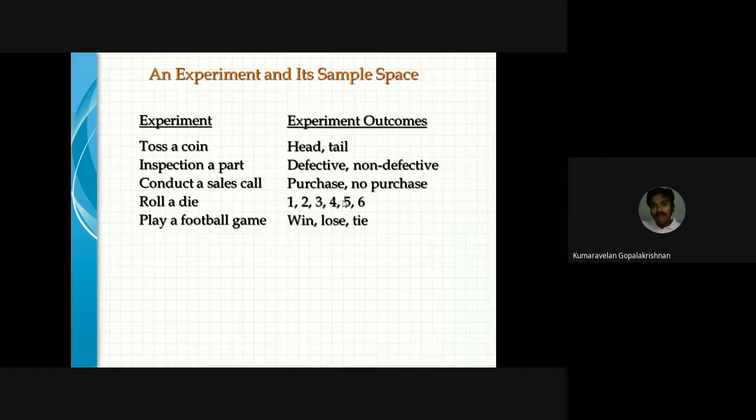Tossing a coin, obviously the outcomes are head and tail. Inspection of a part, either it may be defective or non-defective. Conduct a sales call, either he is going to purchase or no purchase. Rolling a die, 1 to 6. Playing football, win, lose, or tie. So these are all the outcomes. I can say they are all the labels, and slowly you can move to supervised learning.